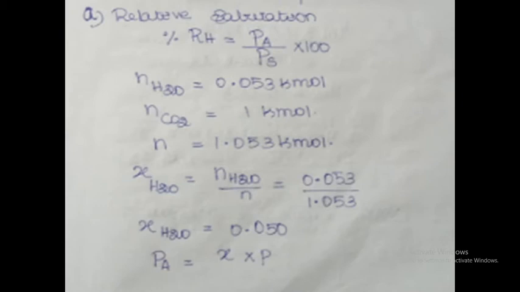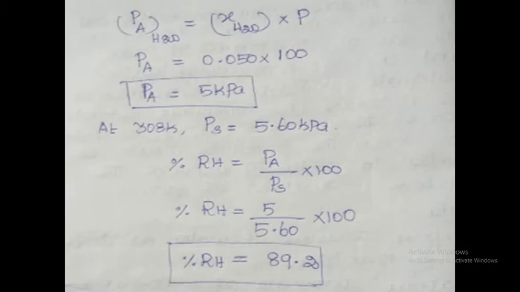So, what is the relation between partial pressure and total pressure? This is the formula for partial pressure. Partial pressure is equal to mole fraction into total pressure. Partial pressure of water is equal to mole fraction of water into total pressure. So, the partial pressure is equal to mole fraction of water calculated value, total pressure given data, multiply these two values. Finally, we get partial pressure is equal to 5 kilopascal.